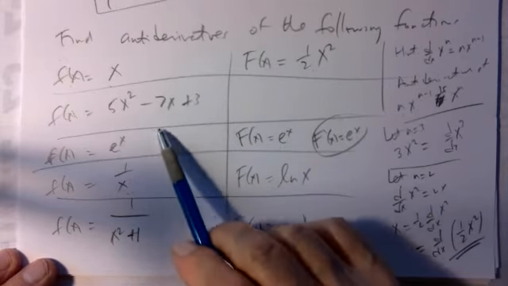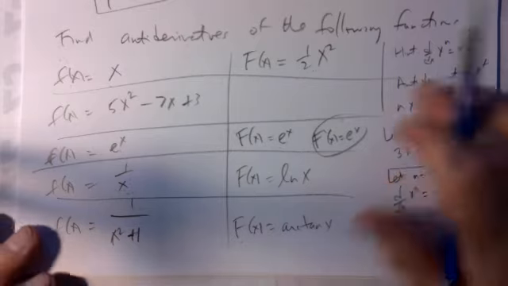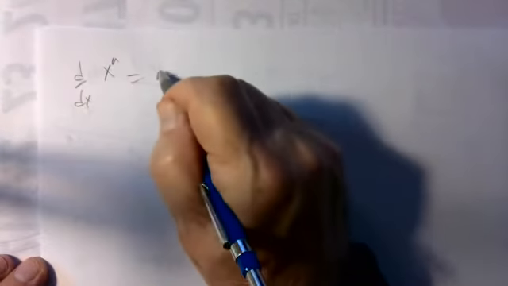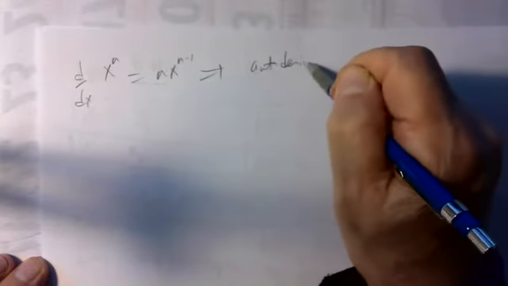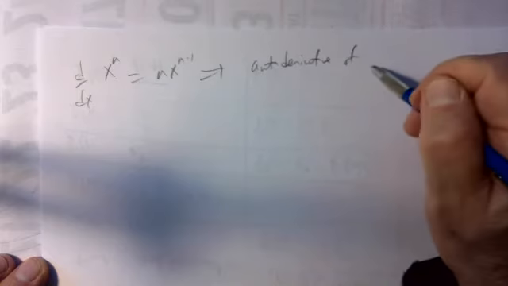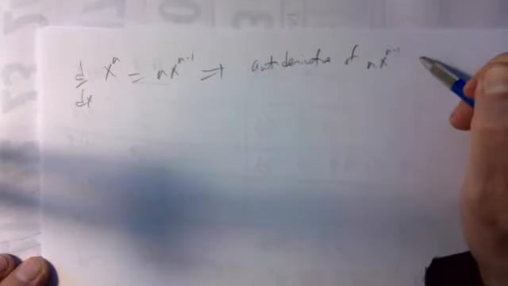Let's see, what about 5x squared minus 7x plus 3? Let me explain something first and then we'll come back to that one. What's the simplest differentiation formula? The derivative of x to the n is nx to the n minus 1. So the antiderivative of nx to the n minus 1 is x to the n.